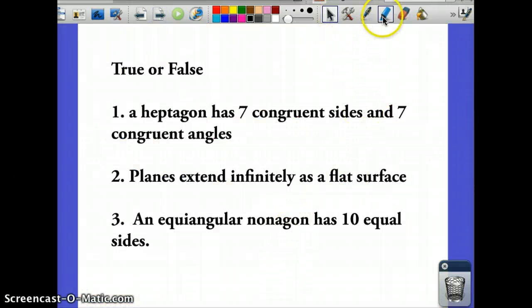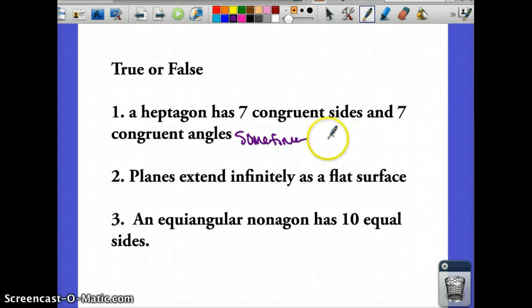Finally, finishing up a couple of true-false questions. A heptagon has 7 congruent sides and 7 congruent angles. That is sometimes true, only if it's regular. If it's just a heptagon, we don't know anything about the sides or angles, we just know that there are 7 of them. Planes extend infinitely in a flat surface. That is true no matter what the situation.